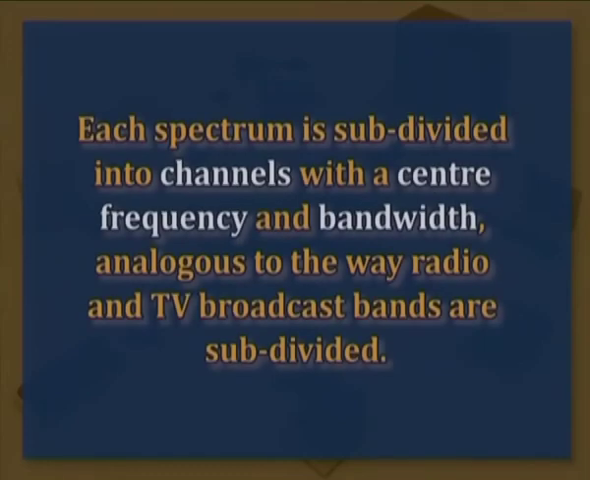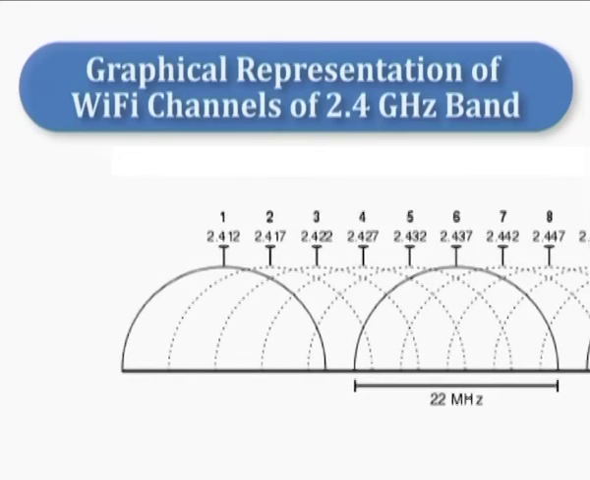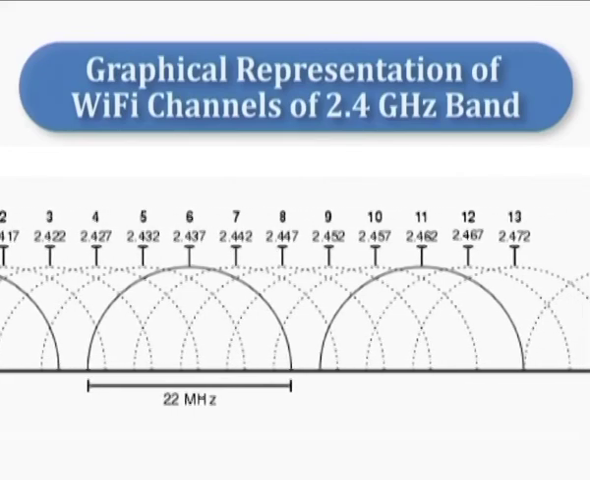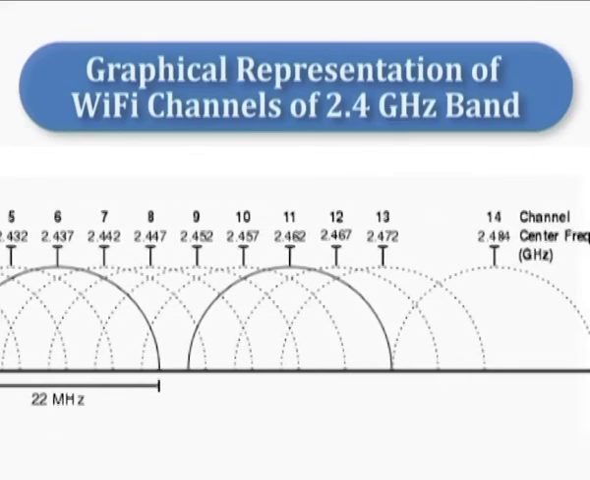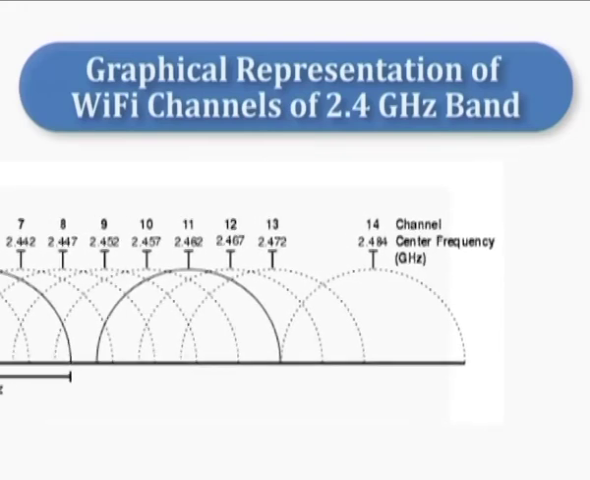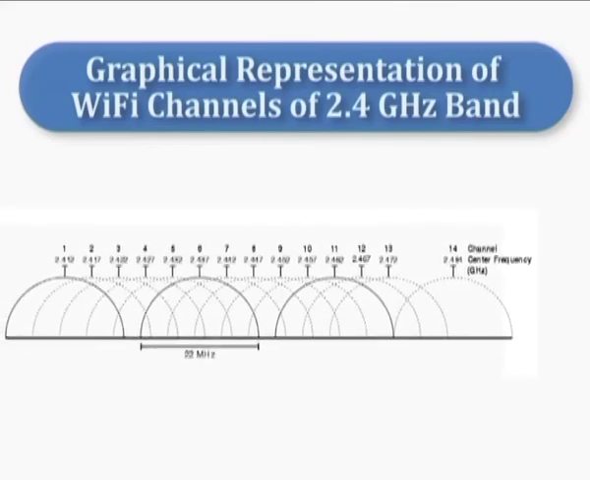literature. Each spectrum is subdivided into channels with a center frequency and bandwidth, analogous to the way radio and TV broadcast bands are subdivided. The 2.4 gigahertz band is divided into 14 channels spaced 5 megahertz apart, beginning with channel 1, which is centered on 2.412 gigahertz. The latter channels have additional restrictions or are unavailable for use in some regulatory domains. The figure shows exact frequencies of 14 different channels used in the 2.4 gigahertz ISM band.